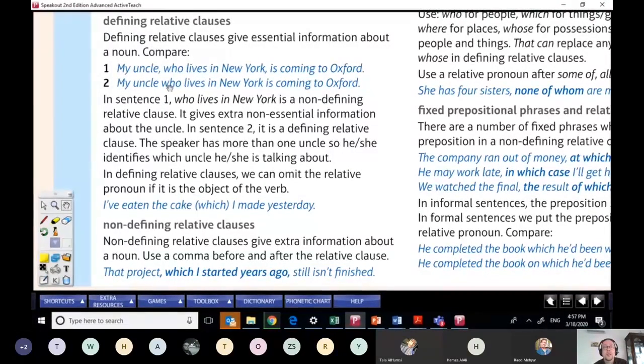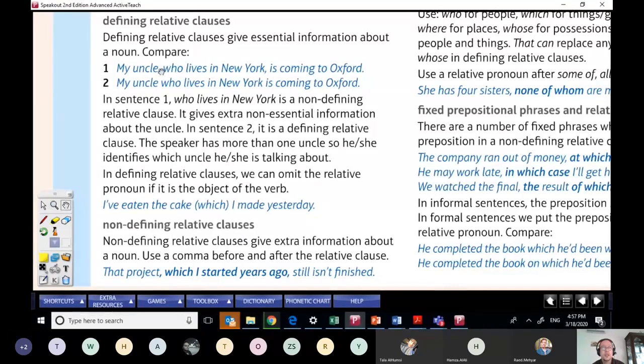And when they're needed for the meaning of the sentence, we do not use commas. But if they're non-defining, that's really just extra. They're giving you extra information. And when they're using the clauses to give extra information, we put commas before and after. So let's look at these two sentences. My uncle, who lives in New York, is coming to Oxford. Okay, so we have this as a non-essential or non-defining clause because they put commas here. That means the fact that he lives in New York is just extra information. So in sentence one, who lives in New York gives extra non-essential information about the uncle.